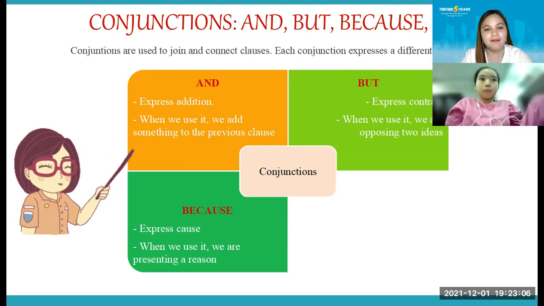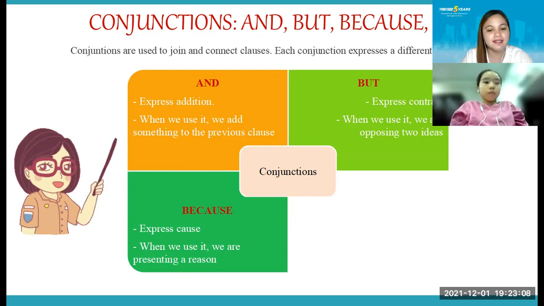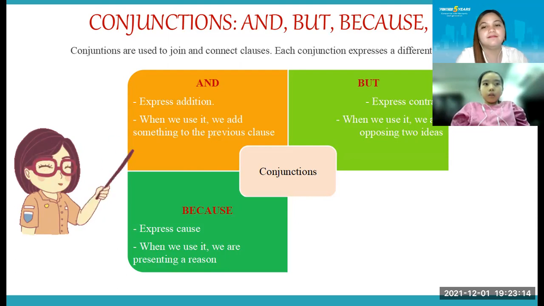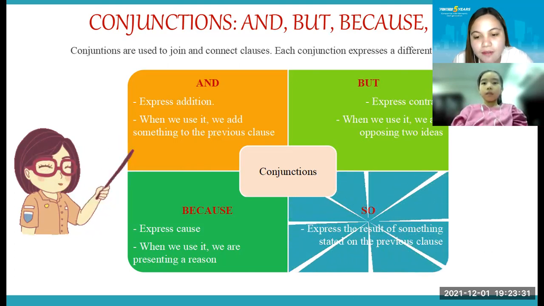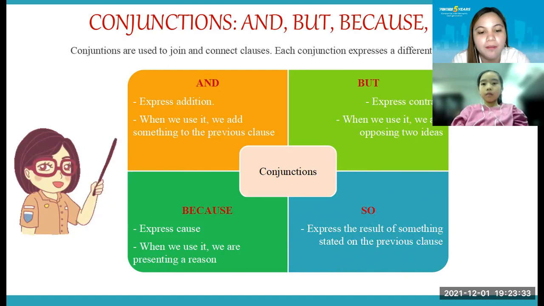Okay, how about you, Mary? Give a sentence using because. I am study because tomorrow I have a test. Yes, that's correct. I'm studying because tomorrow I have a test. So last one is the word so. Okay, when do we use it?